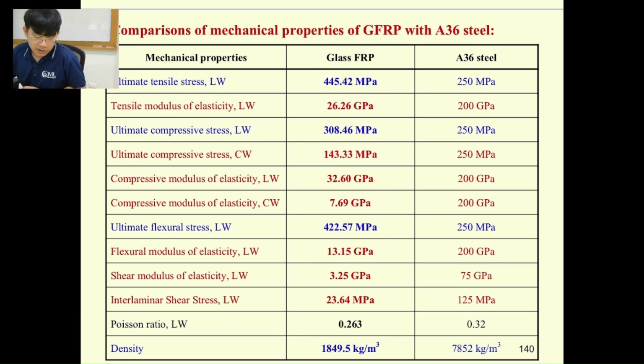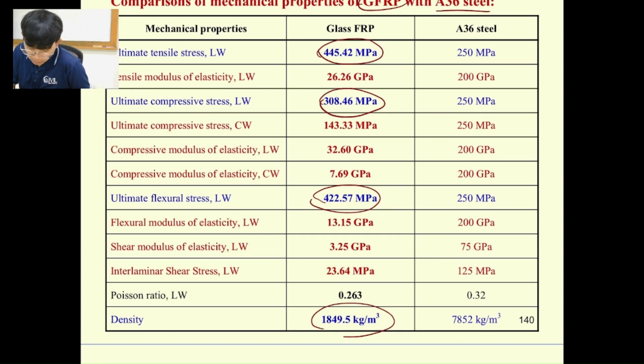To get a clear image, we're going to compare the GFRP, the glass fibers, to steel of grade A36. You can see that FRP is good in 4 points: the ultimate tensile stress is higher than steel, the compressive stress is also higher than steel, the flexural stress is also higher than steel, and the density is lower than steel. It's a really lightweight material.